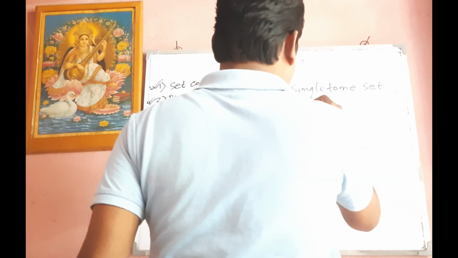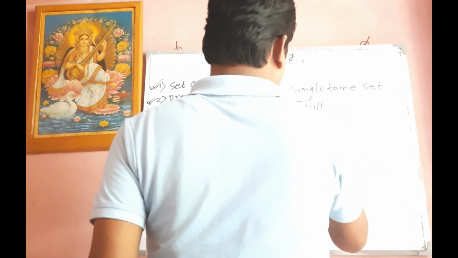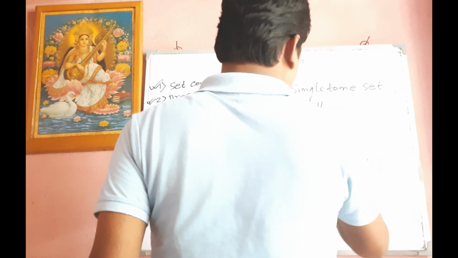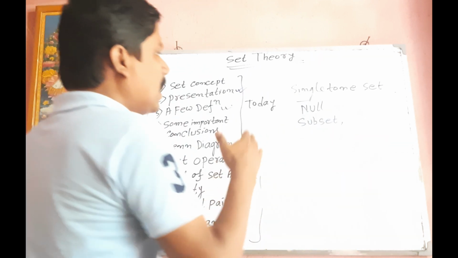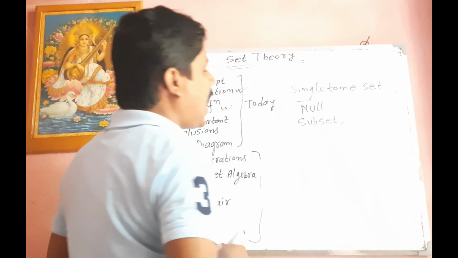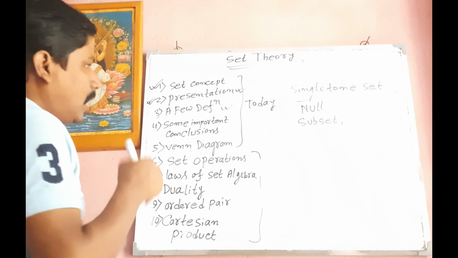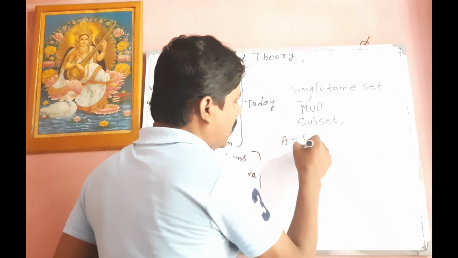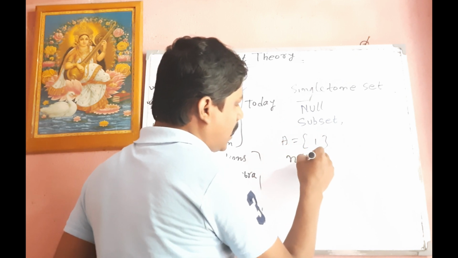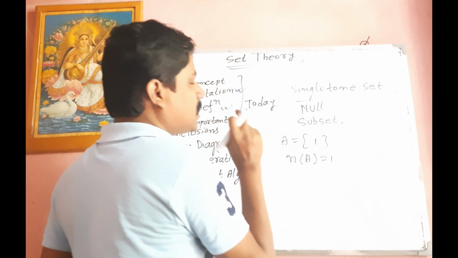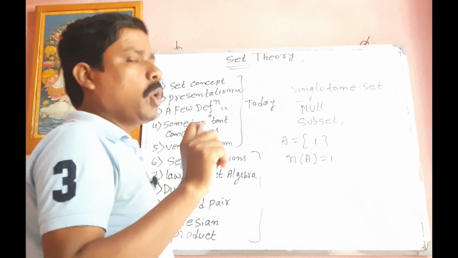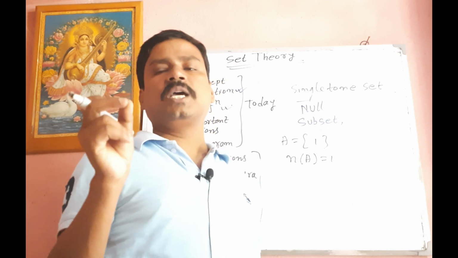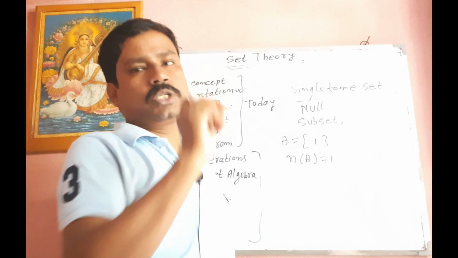Singleton set. Subset, proper subset. Okay, now we are discussing the singleton set, null set and subset. In a singleton set, the cardinality number of the set is only 1. So n of A is equal to 1. When the cardinality number of the set is only 1, then we can say this set is a singleton set.